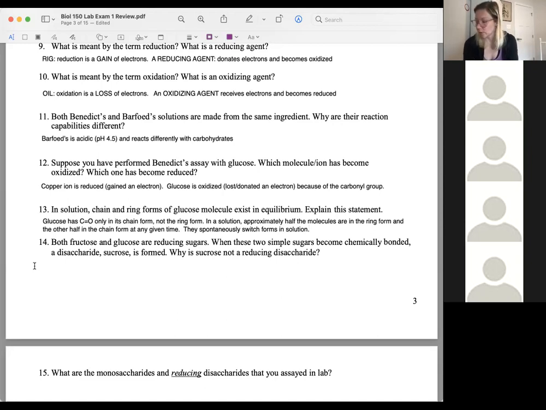All right, so question 14, we're talking about fructose and glucose. They both tested positive as reducing sugars. So that means they're both able to donate an electron, right? When these two simple sugars come together and form a disaccharide, sucrose, that disaccharide is not reducing. It does not have that same ability as these two monomers by themselves. So why is that?